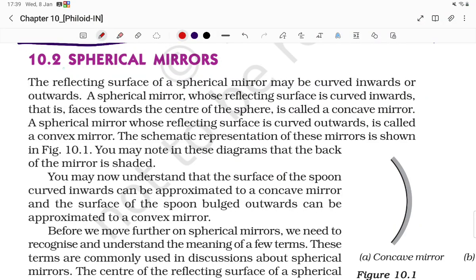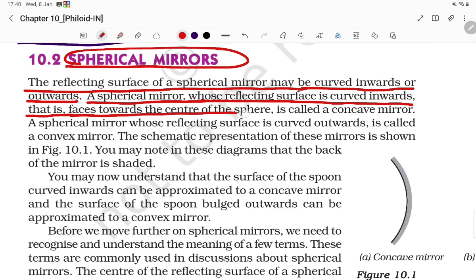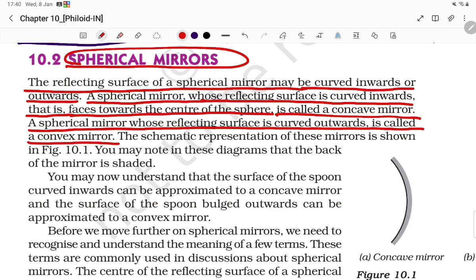Hello student, let's try to understand the spherical mirror. What is spherical? The reflecting surface of a spherical mirror may be curved inward or outward. A spherical mirror whose reflecting surface is curved inward, that is, facing the center of the sphere, is called the concave mirror. A spherical mirror whose reflecting surface is curved outward is called the convex mirror.